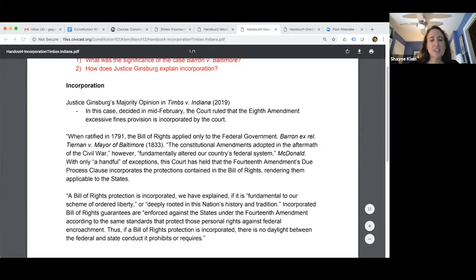And you'll note, some of you are pointing out, how do we know something is deeply rooted, right? How do we know that something is fundamental to our scheme of ordered liberty? Basically, how do we know that it's important enough to be incorporated? Like with all of the things we're going to be talking about for the rest of my session today, who gets to decide that, right? The court does. They are the ones who, if they've got 5 votes, then it's fundamental to our system of ordered liberty.